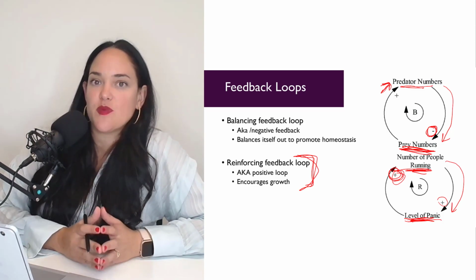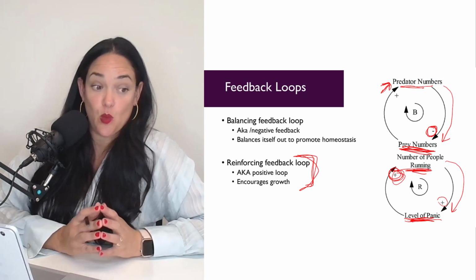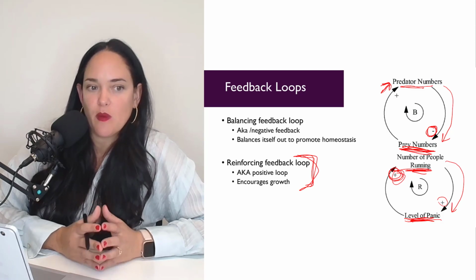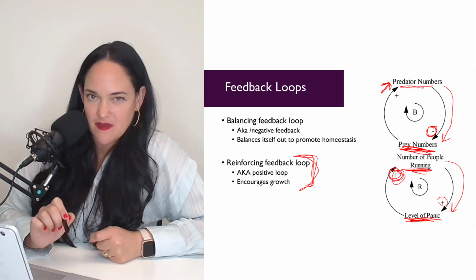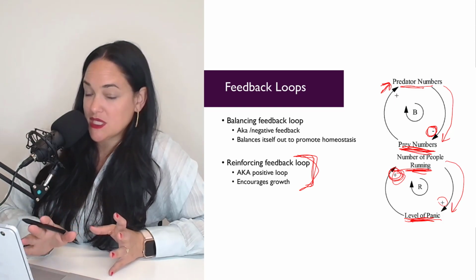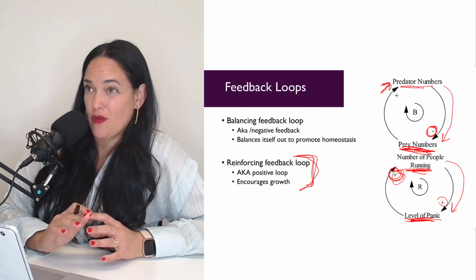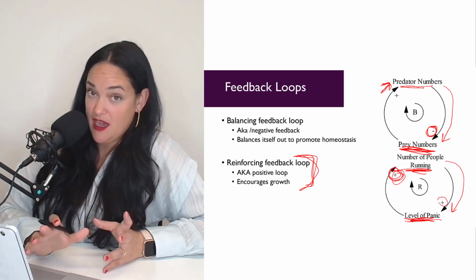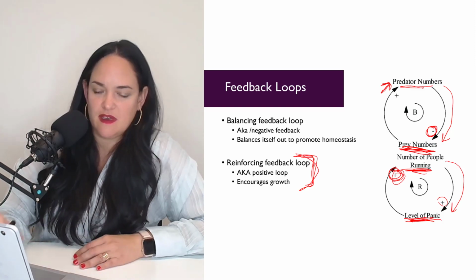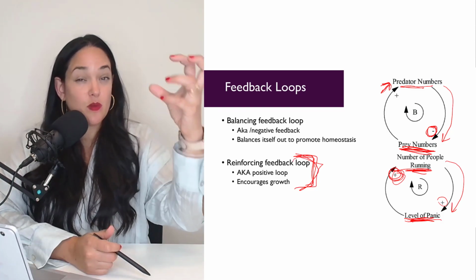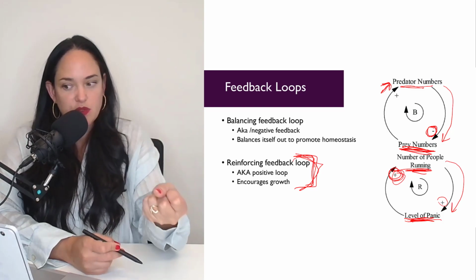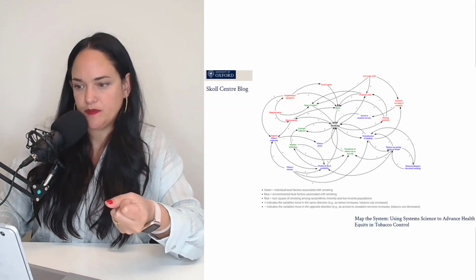So in your health promotion initiative, or when you're working with individuals, you might want to ask yourself, what's a balancing feedback loop? What's causing people to not go beyond their current state, or to not exercise enough? And then what can potentially be a reinforcing feedback loop? We'll talk about reinforcing factors when we talk about the precede-proceed model as well.